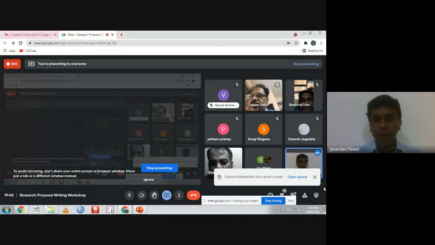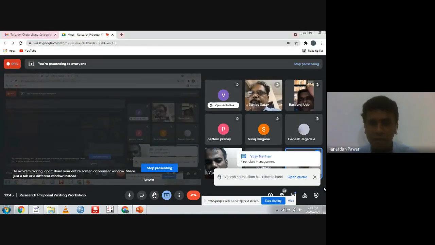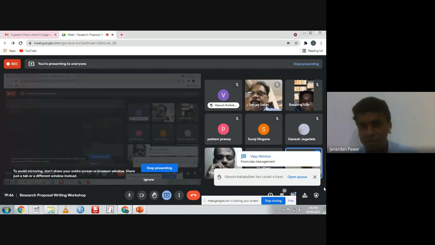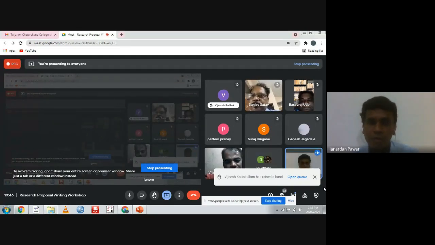Okay, so I understood one thing here. People are from diverse backgrounds. Some of them are from management, some are from commerce. I think Pranay sir is from statistics, and 2 or 3 people are from an education background also. So there is no need to worry.